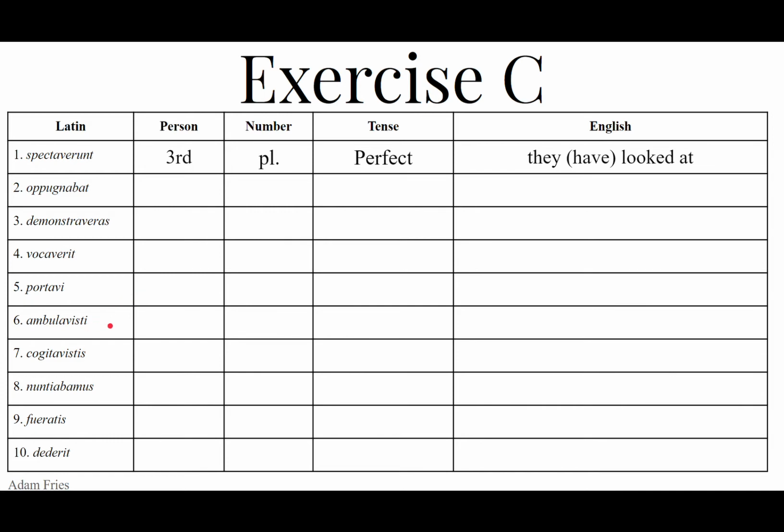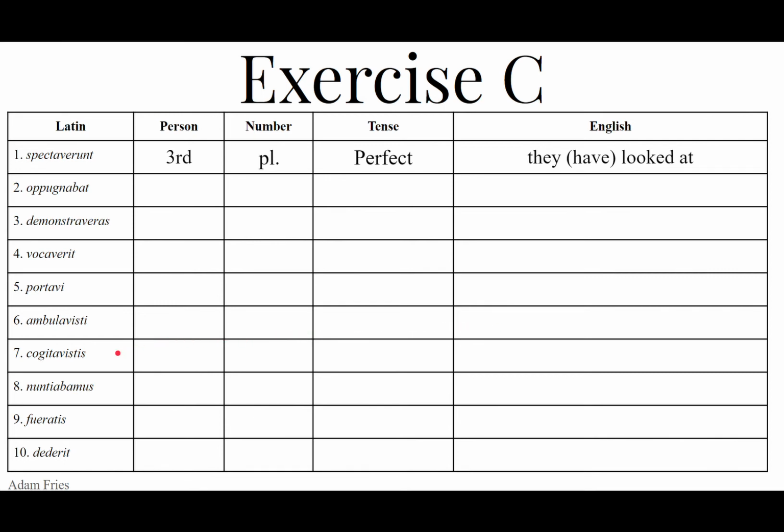Ambulavisti. So isti, get used to this ending. This is second person and singular, isti. The perfect tense personal endings are i, isti, it, imus, istis, erunt. Here we have isti, second person singular, perfect tense of ambulo, ambulare, ambulavi, ambulatus, to walk. So you, second person singular, you did this thing in the past. You walked. You have walked. You did it. I know you did.